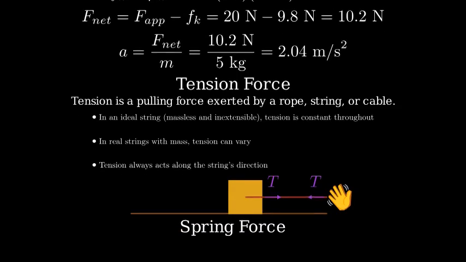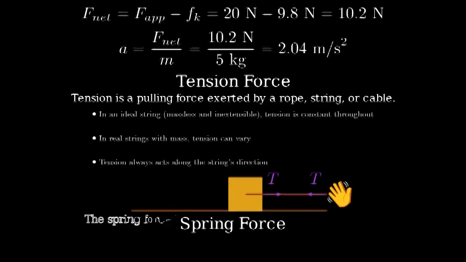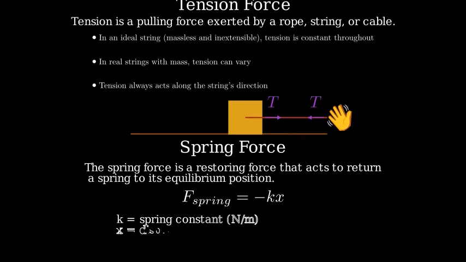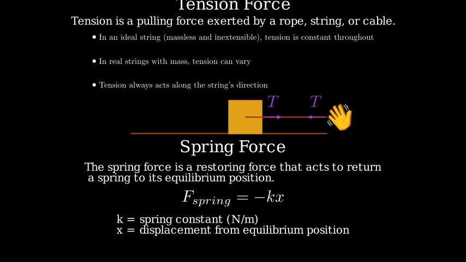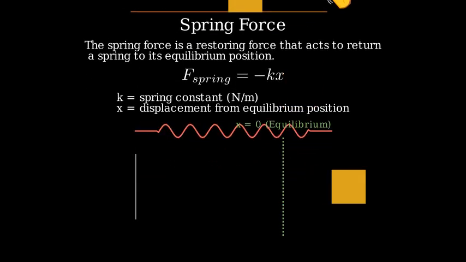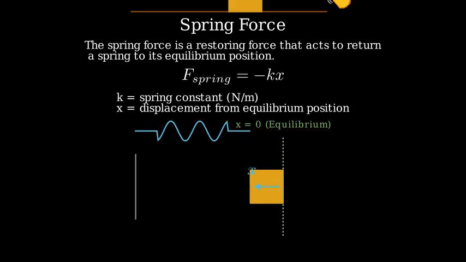The last force we'll cover is the spring force. The spring force is a restoring force that acts to return a spring to its equilibrium position. According to Hooke's law, the spring force is proportional to the displacement of the spring from its equilibrium position. F spring equals negative k times x, where k is the spring constant, and x is the displacement. The negative sign indicates that the force is in the opposite direction of the displacement. If you stretch a spring, it pulls back, and if you compress it, it pushes out.